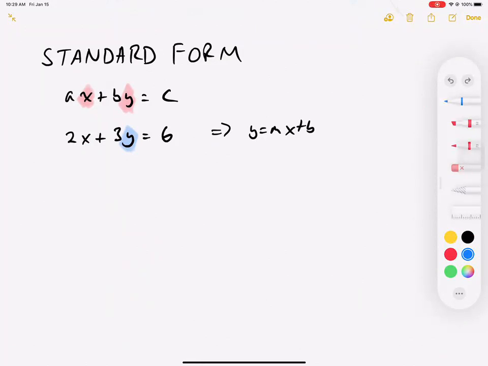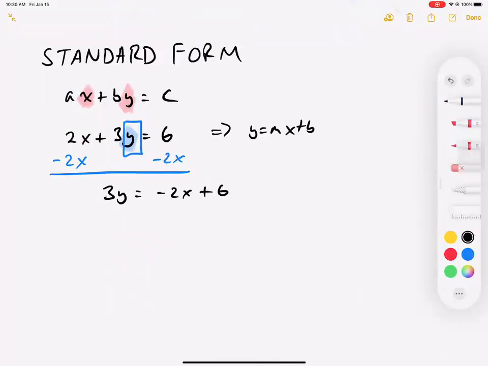If you remember the way I taught this in the first semester, get rid of the stuff that's farthest away from the variable you're trying to solve for. So if y is what I'm solving for, what's farthest away is the 2x. So what's opposite of plus 2x? We subtract 2x from both sides. We're left with 3y is equal to negative 2x plus 6.